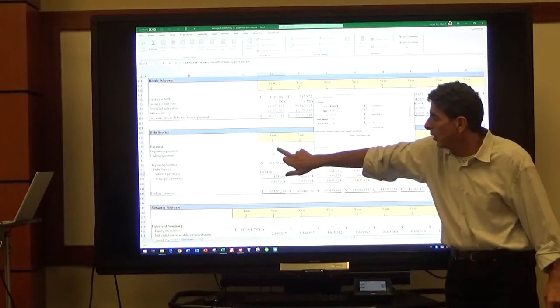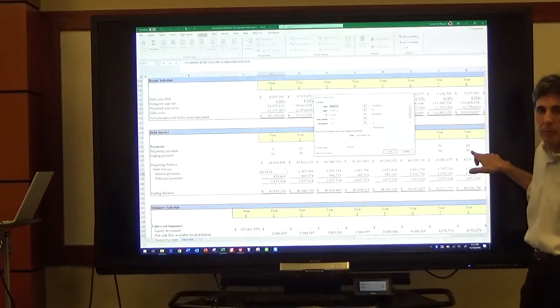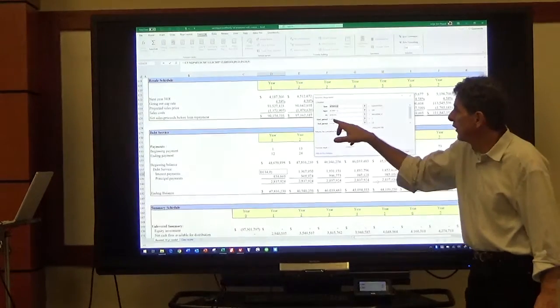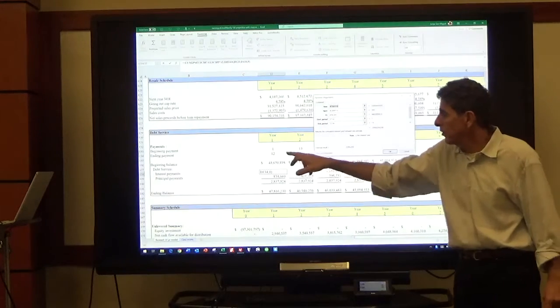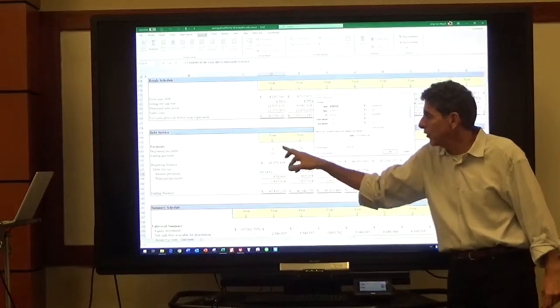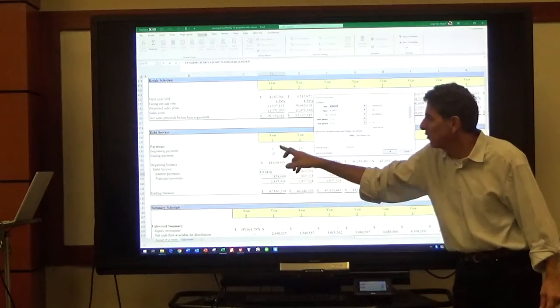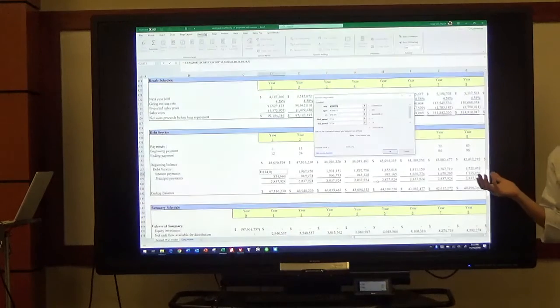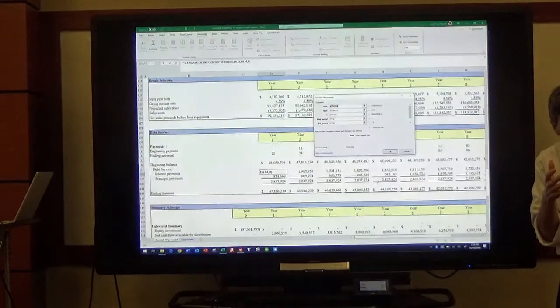Now that's why I put the months here. You can physically type in 1 and 12, but you can just go ahead and do 1, 12, and then just go that plus 12 and carry it all the way across. And then just do the formula once, point up, and then carry the formula across. And did you understand my answer?